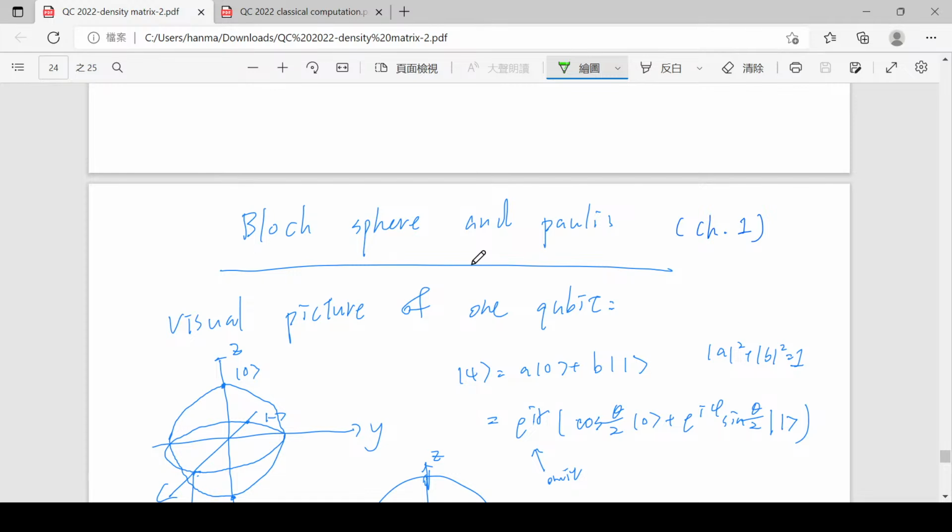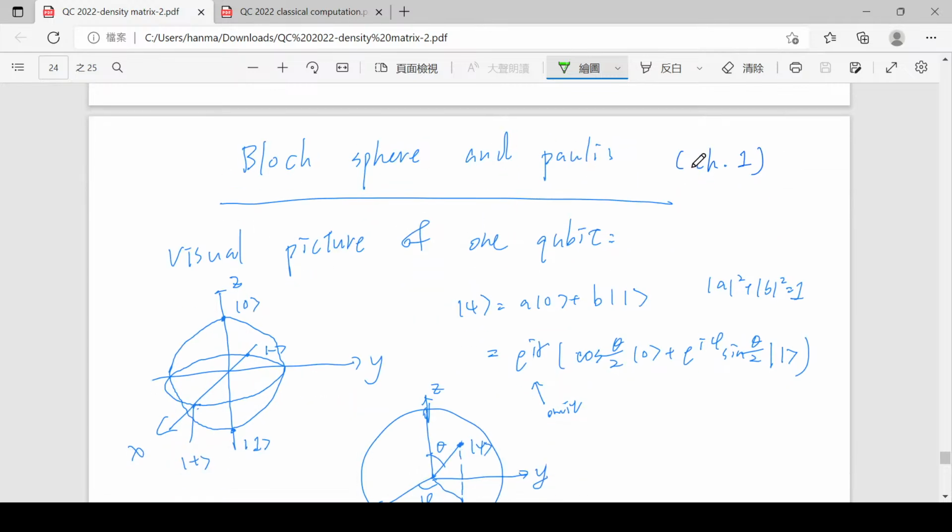Then let's go back a little bit to something in chapter 1 of the book, and it's Bloch sphere and Pauli. So the Bloch sphere is a really specialized way to describe a quantum state in one qubit. So it doesn't tell us anything new in quantum theory, but it is a very useful picture to think about states in 1 qubit.